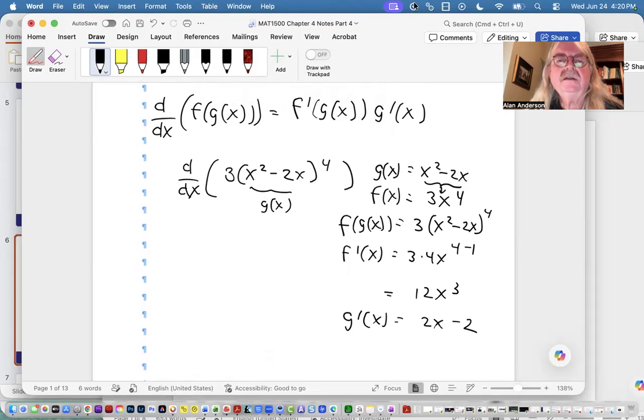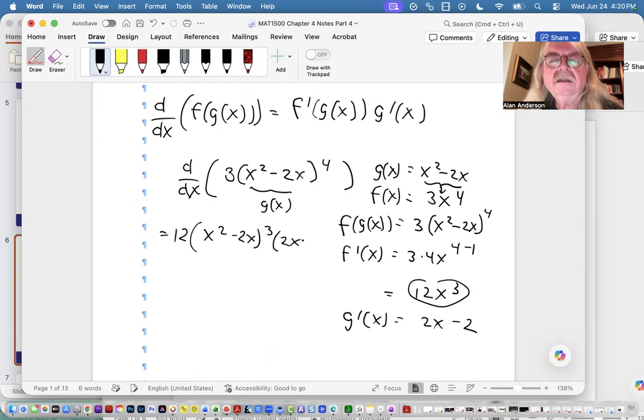When you plug in the result up here, f prime of g of x, g prime of x, so we're going to have, here's our f prime of x, 12. And because it's f prime of g of x, we're going to replace the x with g of x. Okay, and then we still need g prime of x, 2x minus 2. Okay, so again, the chain rule is very, very powerful. We see it quite often, but it does, of course, take a little getting used to.